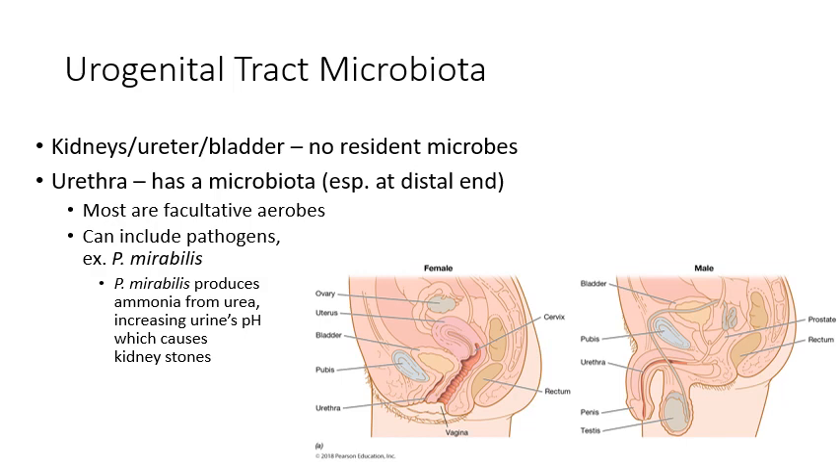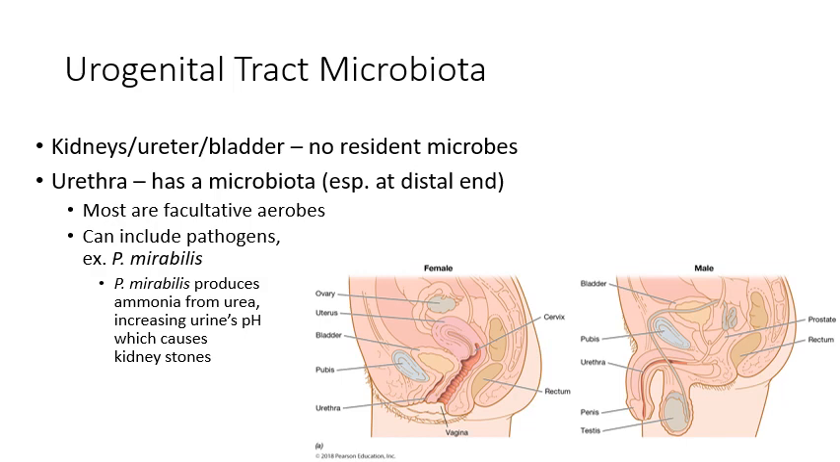And whenever the urine takes on a basic pH, it's more likely for kidney stones to form. So not only can P. mirabilis cause a UTI, or a urinary tract infection, but it could also encourage the formation of kidney stones, which are very painful.